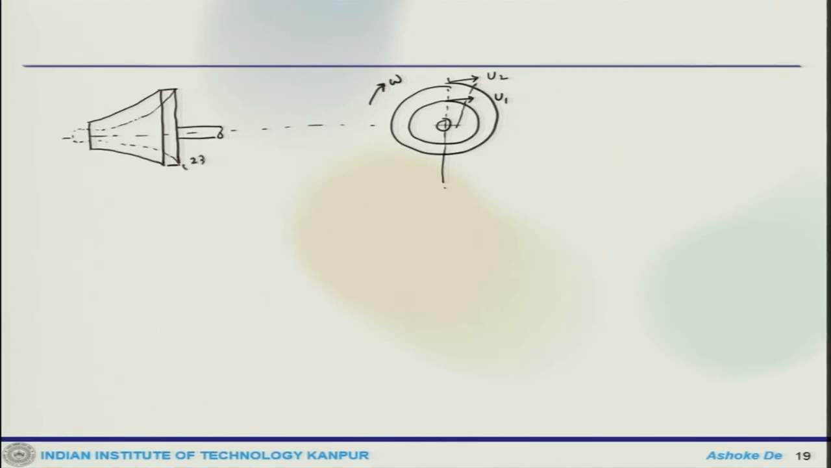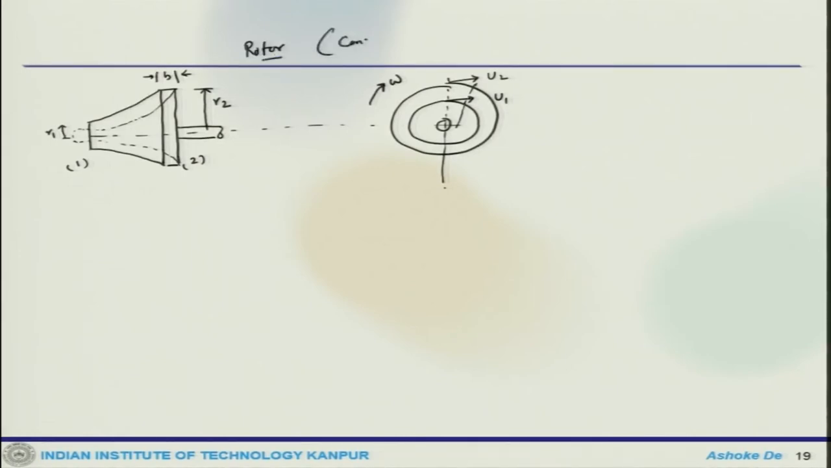So, that is 2, this is 1. This width you can think of as B, then this radius is R2, and this would be R1. So this is the rotor.